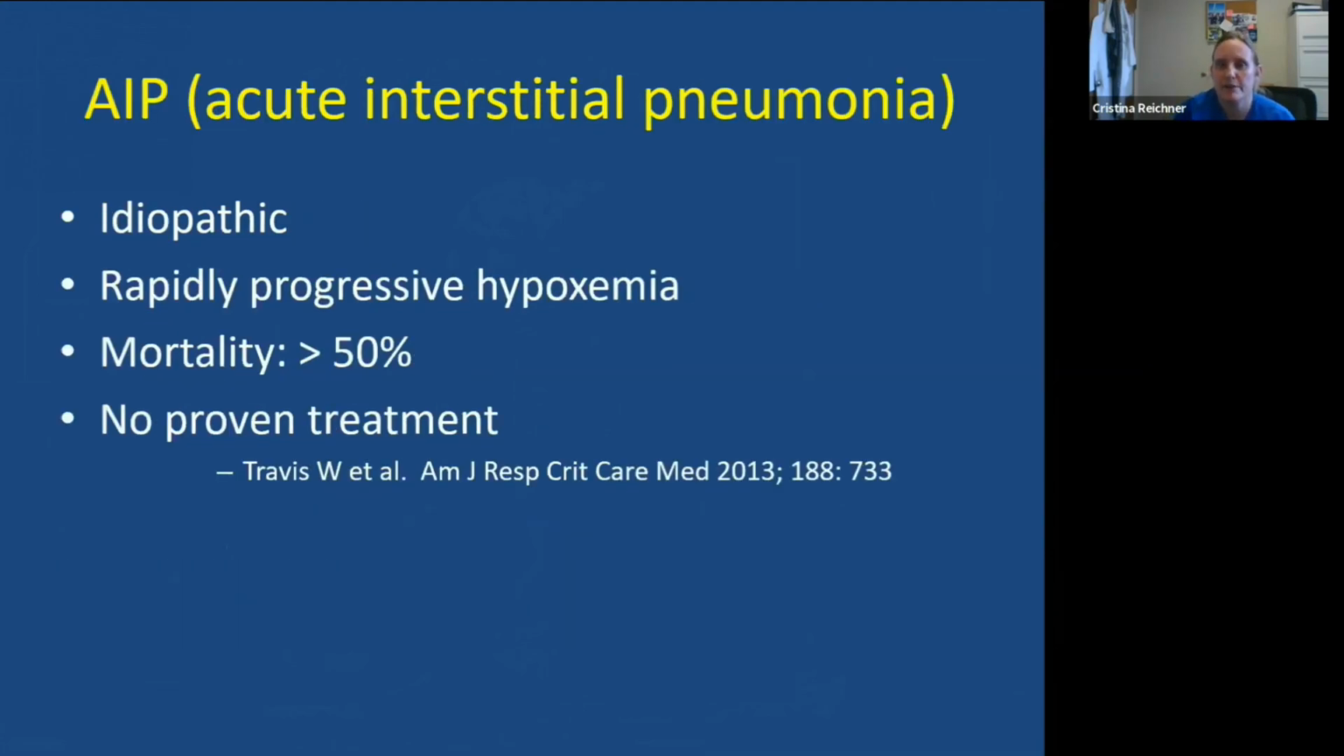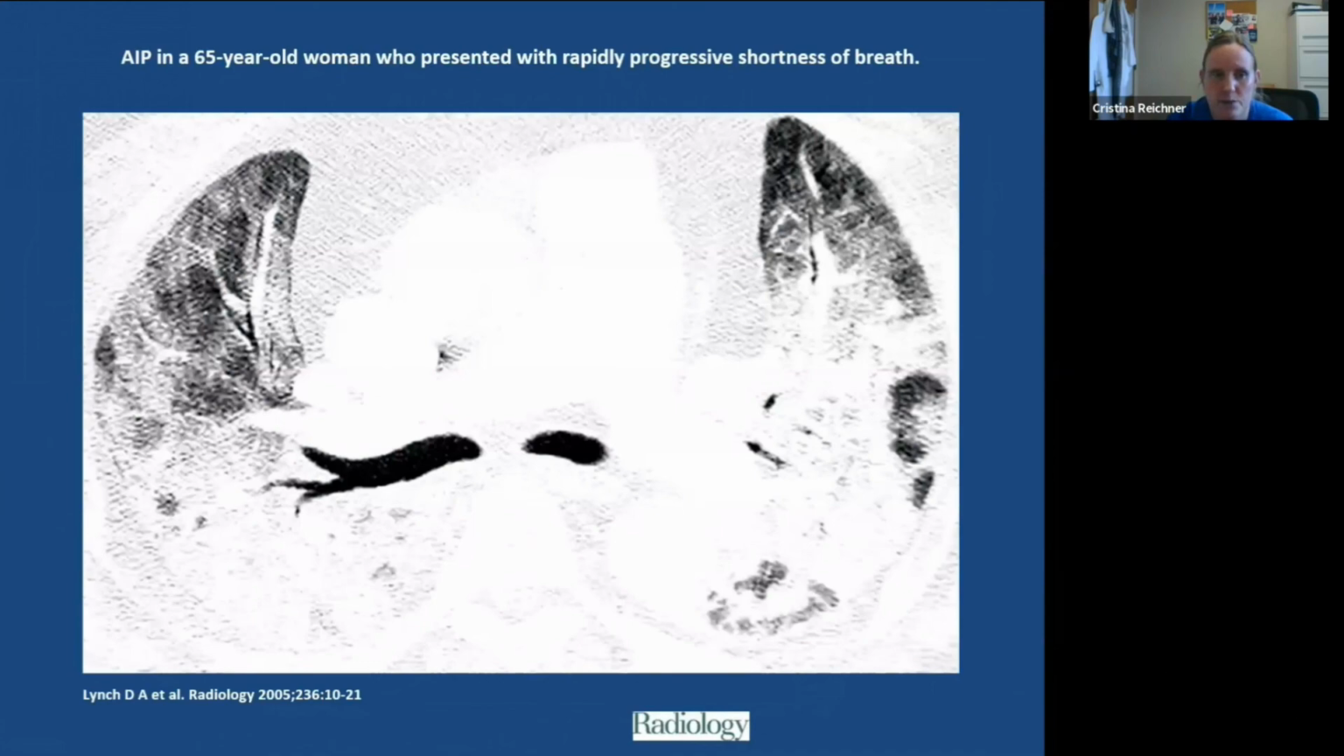And the last one I wanted to mention is acute interstitial pneumonia. This used to be called Hamman-Rich. It's an idiopathic, rapidly progressive pneumonia that carries a very high mortality, usually more than 50%, and there's really no proven treatment. And for all intents and purposes, it looks like ARDS, right? So it's bilateral dense consolidations with some ground glass.